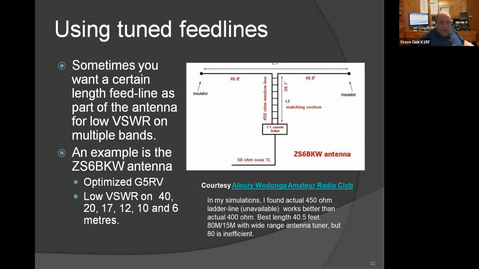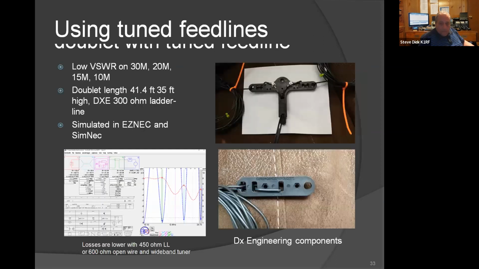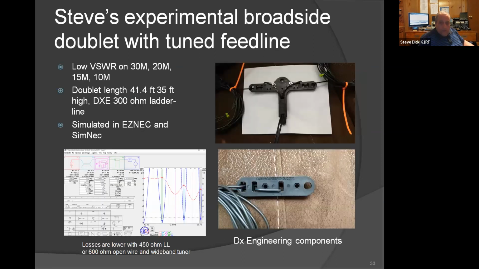Sometimes you want a certain length feed line as part of the antenna. An example is the ZS6BKW antenna, which is a sort of an optimized G5RV. I made an experimental doublet with tuned feed line. Doublet length is 41.4 feet, simulated in EZNEC and 4nec2. And that works pretty good, using a 300 ohm ladder line with a doublet length of 41.4 feet, about 35 feet high.